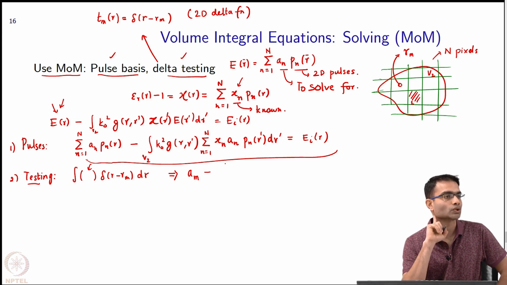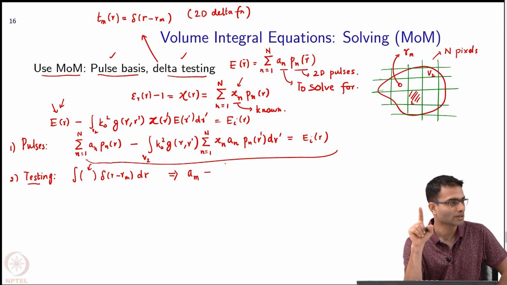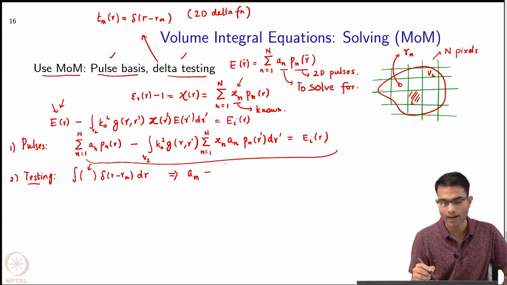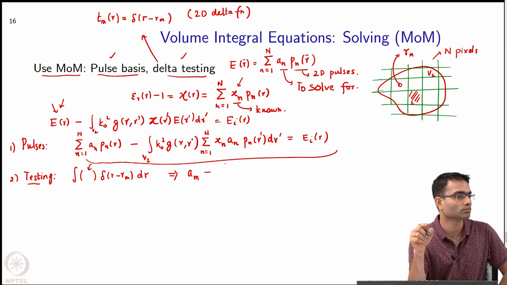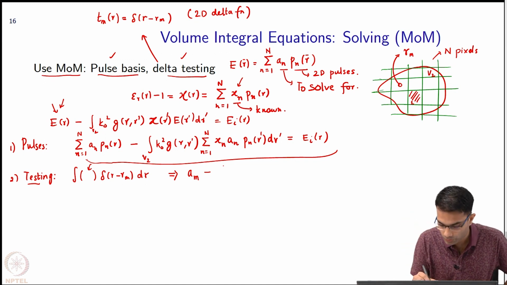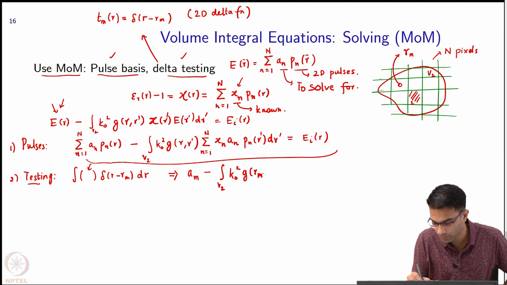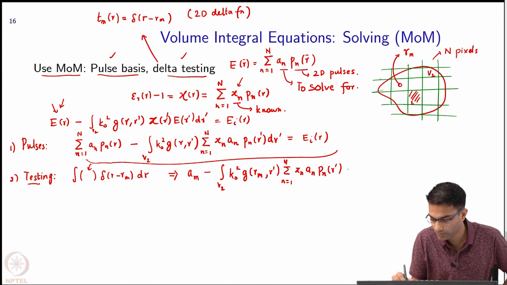Only g. So, what will happen to this integral? The integral will remain because it is an integral over primed coordinates. The function which is of unprimed coordinates is only one g. So, what will happen to that g? G(r_m), exactly. And the integral and the summation, will they go away? No. So, I will get V2 k naught squared G(r_m, r prime) summation n is equal to 1 to N, x_n A_n P_n(r prime) dr prime.